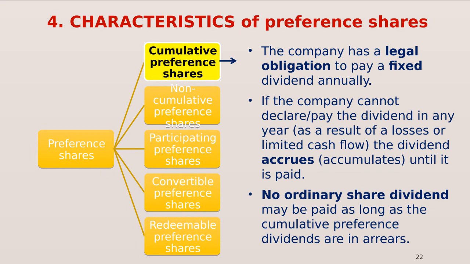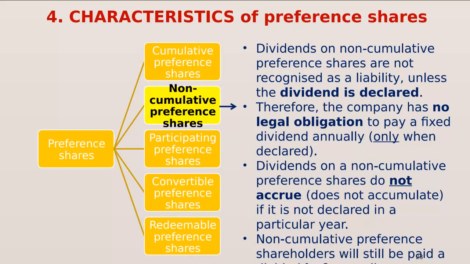Okay, so that's cumulative. The one trick with cumulative dividends is you cannot pay any other dividends, whether it be to other preference shareholders or to ordinary shareholders. You can't pay any other dividends until you've settled your cumulative dividends, so until you've settled the balance outstanding. Okay, so that's cumulative preference shares. Now let's look at non-cumulative.